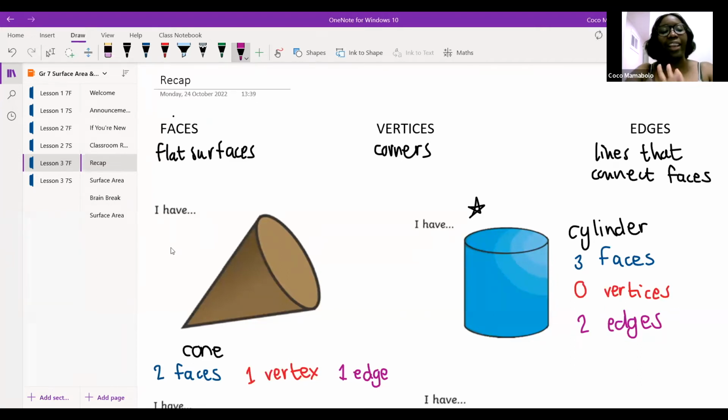Okay, all right. I need to see from you guys in the chat, thumbs up, thumbs down. How do we feel about determining the faces, vertices, and edges of my shape?